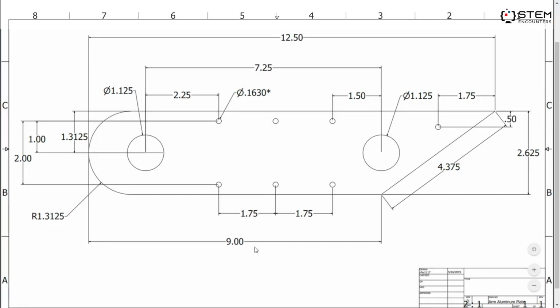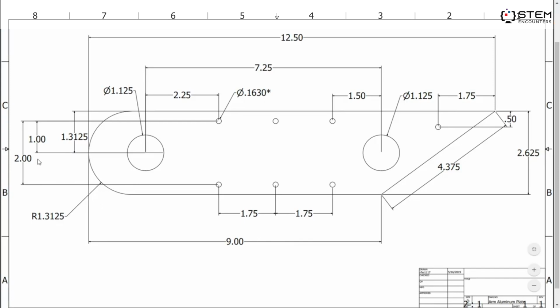Also, this 9-inch measurement represents the distance from the rim of this curve to the center of this circle. And this R1.3125 represents that this curve has a radius of 1.3125 inches.